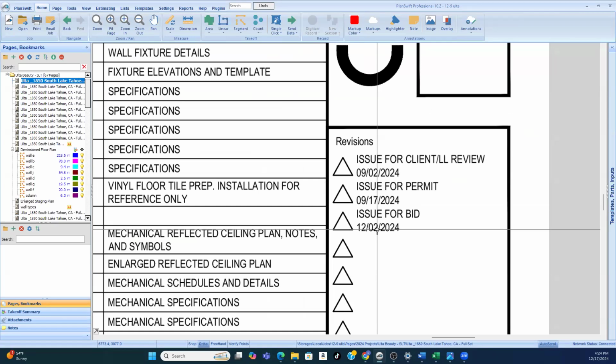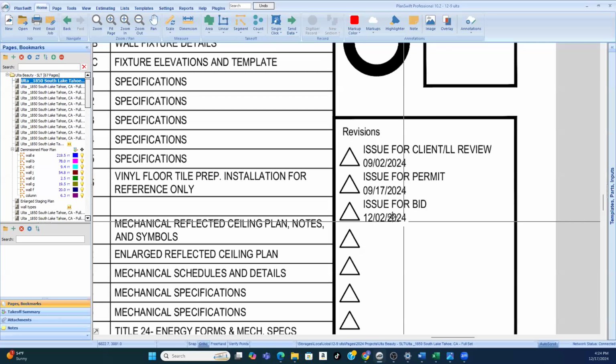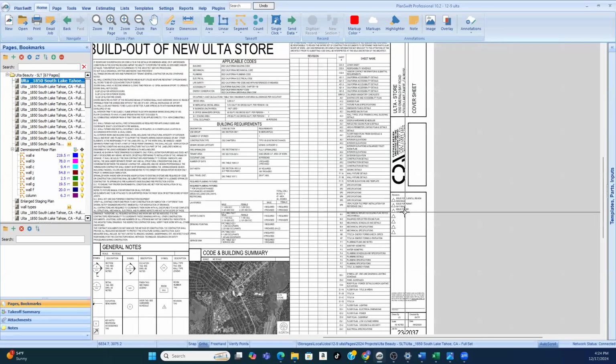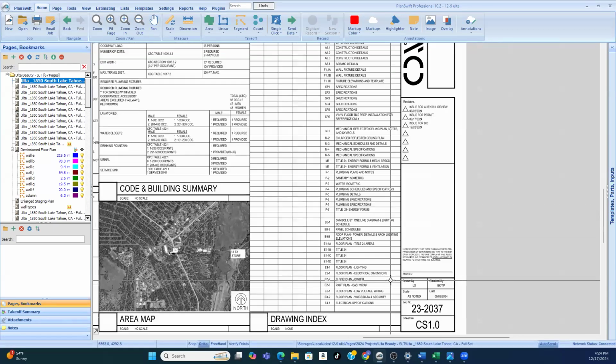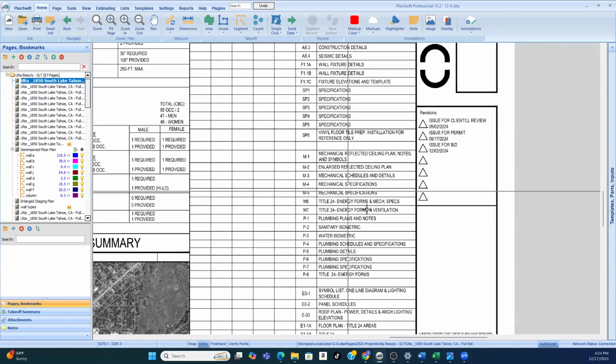Something to the effect of "based on plans and specifications dated" whatever, and then whatever the date of the addendum you received. Otherwise, they may just throw it out. Oh, it doesn't look like you looked at all the plans or whatever.